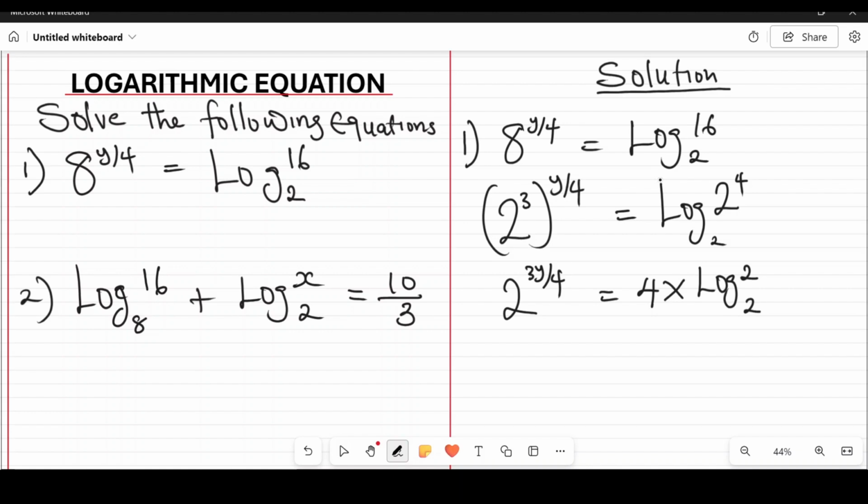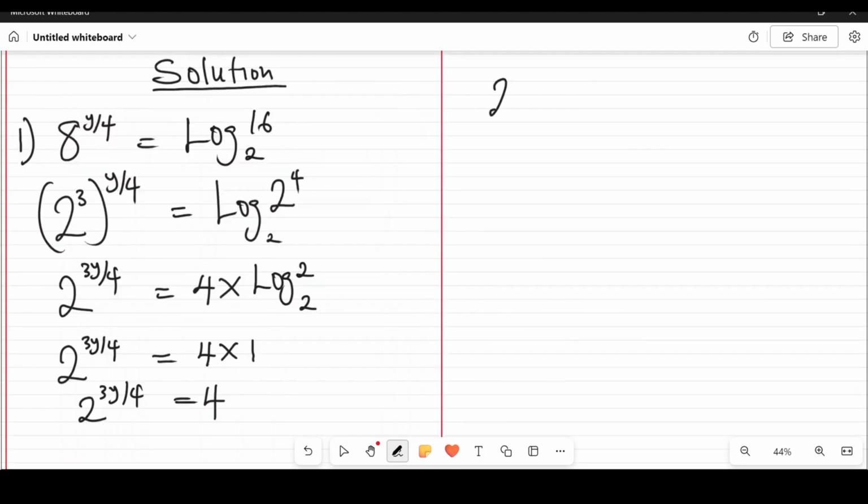And we know that logarithm to its base is equal to 1. So therefore our equation becomes 2 raised to the power of 3y divided by 4 equals 4 times 1. So we have 2 raised to the power of 3y divided by 4 equals 4. Now for us to be able to solve further, we have to express 4 as the power of its base. And if we do that, our expression becomes 2 raised to the power of 3y divided by 4 equals 2 raised to the power of 2.